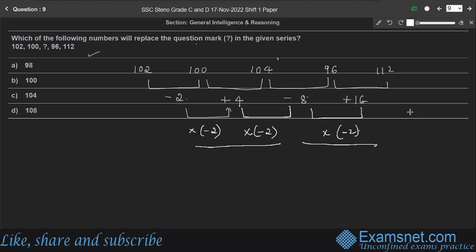Therefore, the third number is 104, which satisfies the condition. The first difference should be multiplied by minus 2 to get the next difference, which is plus 4. And the second difference plus 4 should be multiplied by minus 2 to get the third difference. Like that. Therefore, 104 is the third number. Option C is the right answer.